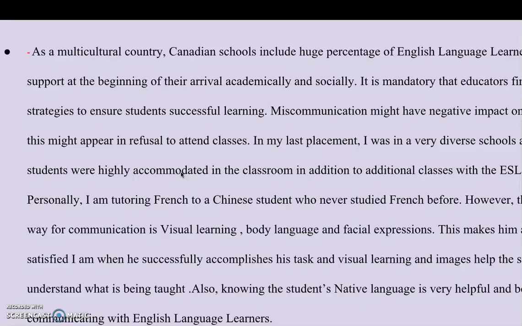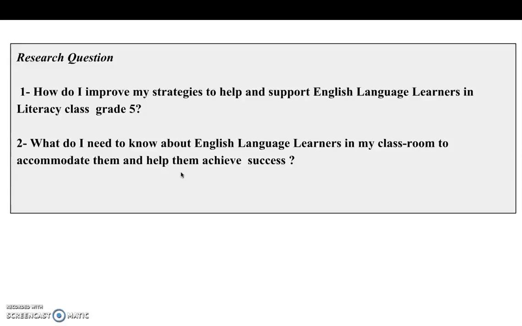In my last placement, I was in a very diverse school, and all the ELLs were highly accommodated in the classroom in addition to additional classes with the ESL teacher. Personally, I'm tutoring French to a Chinese student who never studied French before. However, the most effective way for communication is visual learning, body language, and facial expressions. This makes him at least feel how satisfied I am when he successfully accomplishes his task, and visual learning and images help the student to understand what is being taught. Also, knowing the student's native language is very helpful and beneficial in communicating with English language learners.